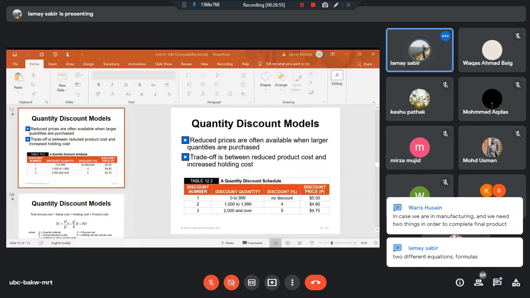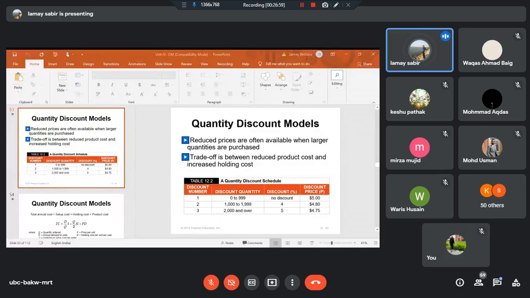First question is that whatever I am talking to you is for a single product. What would happen if there are two products, product A and product B, and both the products have different lead time? My answer to your question is that we have to handle the inventory calculation for the two products separately. Product A, we will calculate separately. Product B, we will calculate separately.